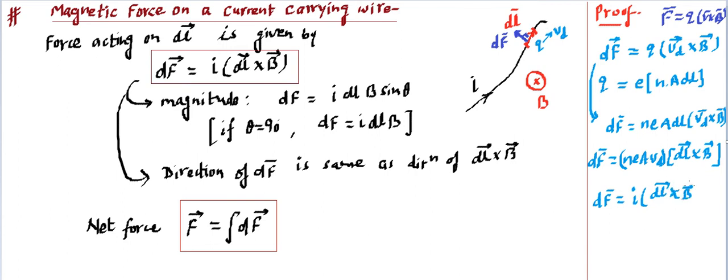So basically the same formula which was qV cross B has been converted into another formula, and that formula is dF is equal to I dL cross B. Making sense? So that's how the proof can be thought of, and ultimately we need to keep in mind whenever the current carrying wire is present in a magnetic field, it experiences a force, and that force is given by this on a differential current element.